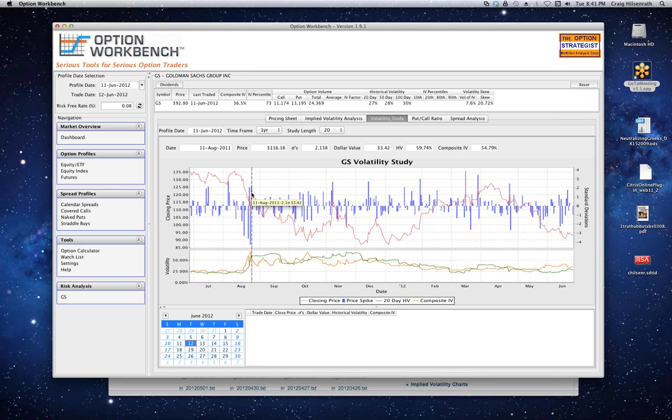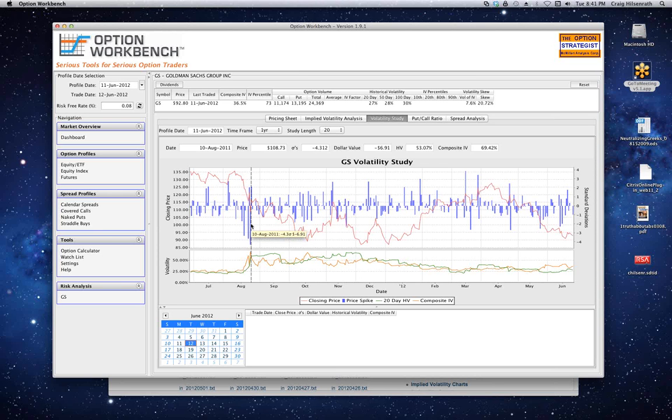So if I hover over here, a pop-up comes up, and the data is also presented on the top, and it moves around as I move the cursor around. But we can see that on August 10th, the price closed at 108.73. It was down by 4.3 standard deviations.